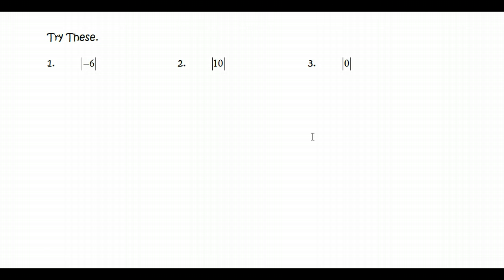All right, now we're back. First problem, the absolute value of negative 6. Now, I'm going to imagine a number line in my head, and if I were going from 0 to negative 6, I'd be going 6 to the left, so that's a distance of 6. If I'm doing the absolute value of 10, well, I'm starting at 0 and I'm moving 10 to the right to get there, so the absolute value of 10 is 10.